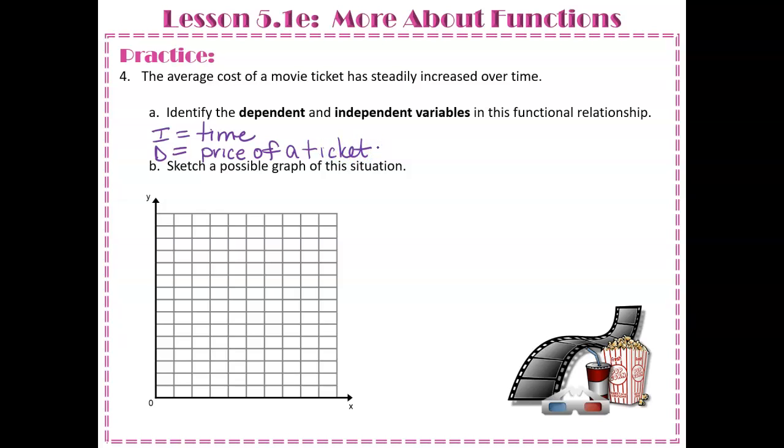All right, so a possible graph, this is time, we could say years, and this is price of a ticket. Obviously, it's going to go up, so we can just draw our line like that. There's no dollar signs on there, but this is just a general trend. All right, let's move on.